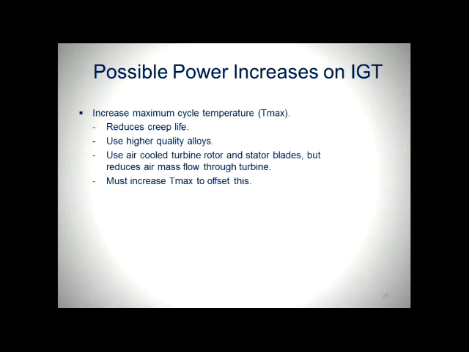So what this means is you've got to use higher quality alloys, or you could use air-cooled turbine rotor and stator blades, but then if you cool the blades, you've got to take the air from the engine, so you've got to offset the maximum cycle temperature to take account of this, because the air has to come from somewhere. If you put air through the blades, taken from the engine, there's less mass flow, so you need a higher temperature. So as I said, nothing's ever for free.